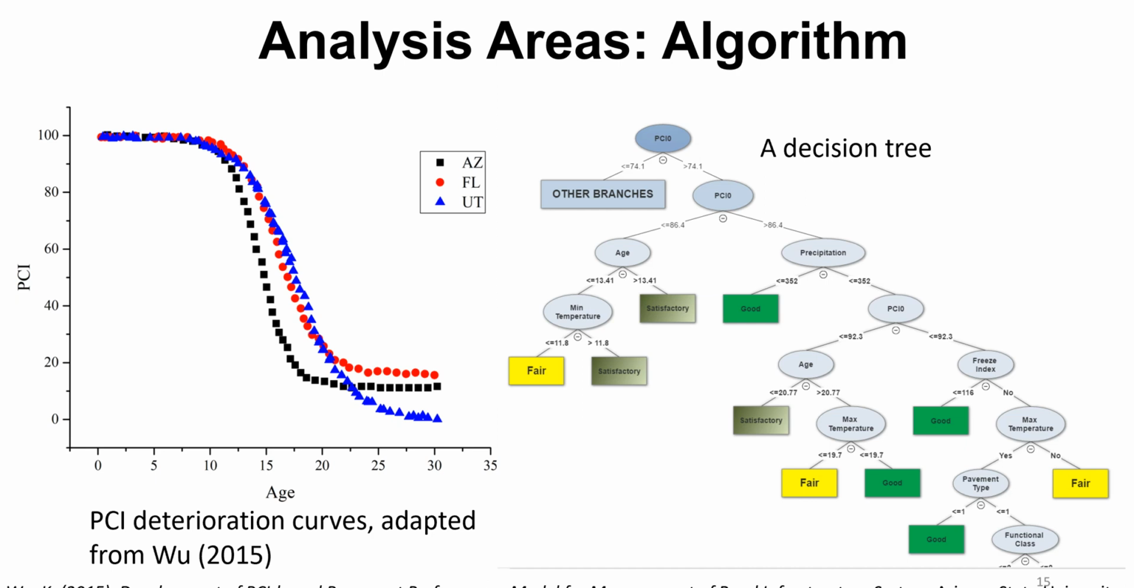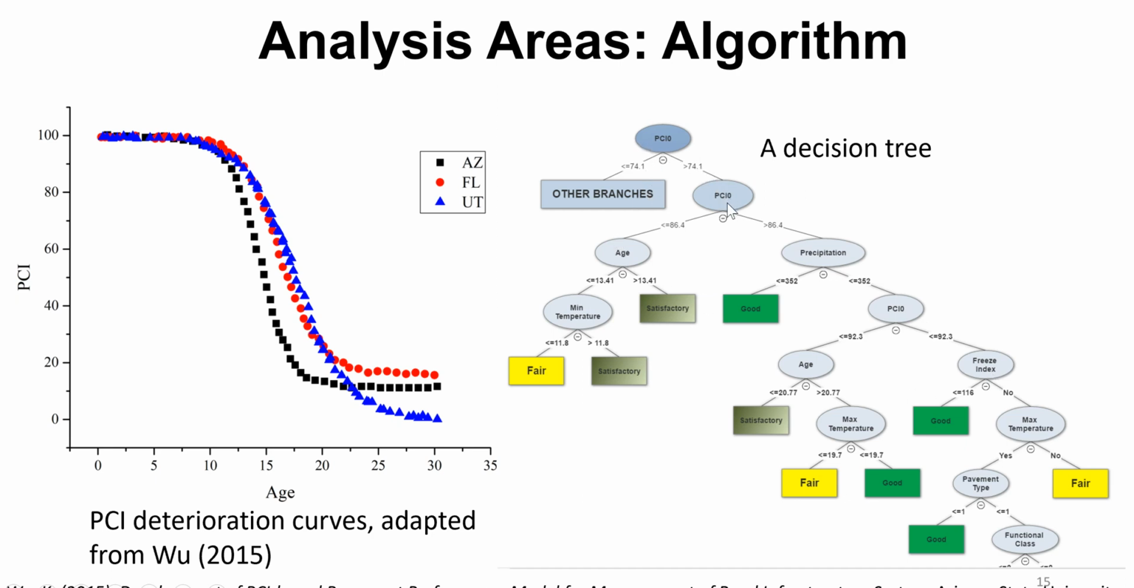deterioration. On the other hand, here's a very simple type of model that we trained. It's called a decision tree. You probably have seen it. It's very popular because you can visually represent it using this graph. And as you can see, we can have different types of attributes on it, for example, initial PCI, age, precipitation, freeze index.